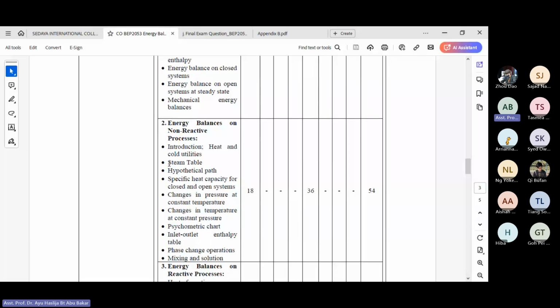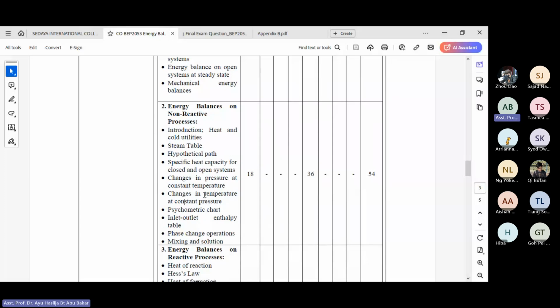Then you need to know how to read the steam table, how to get the information from there. Then the hypothetical path, how to develop that hypothetical path. And the specific heat capacity for closed and open systems. If you have changes in pressure at constant temperature, what equation do you need to use?